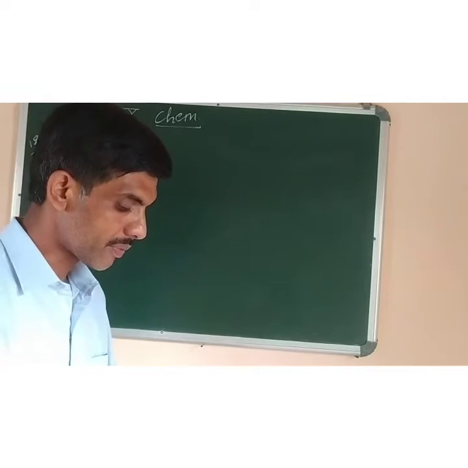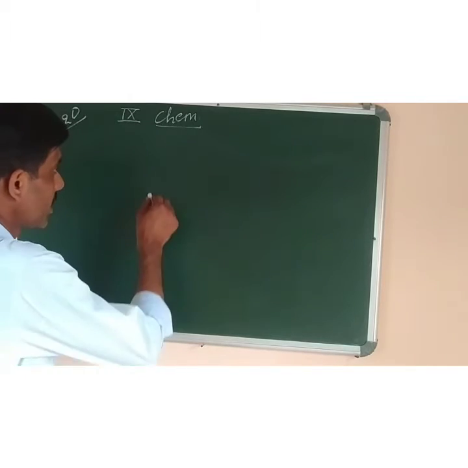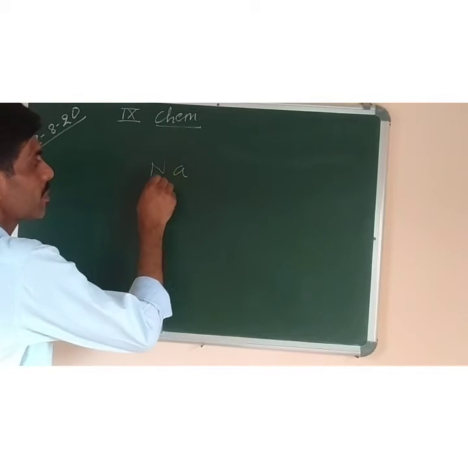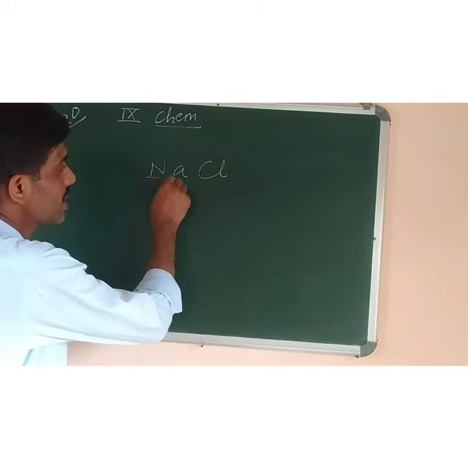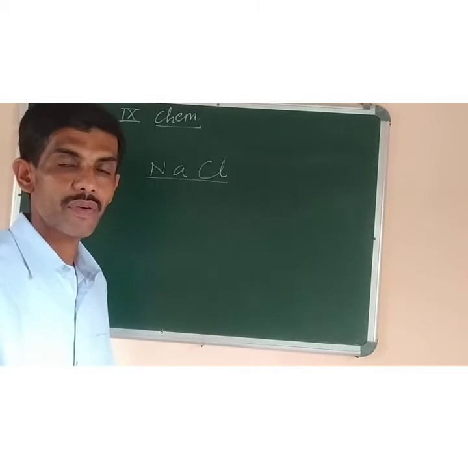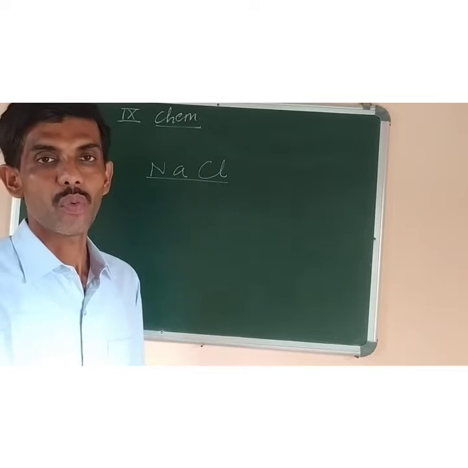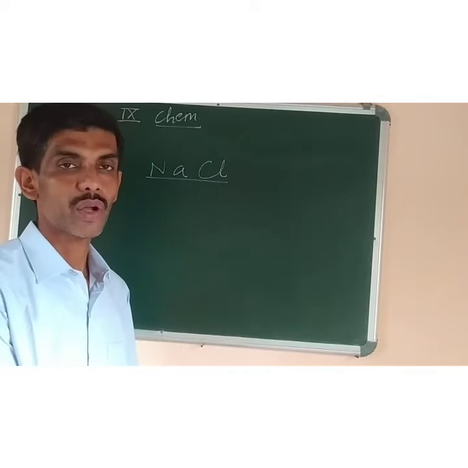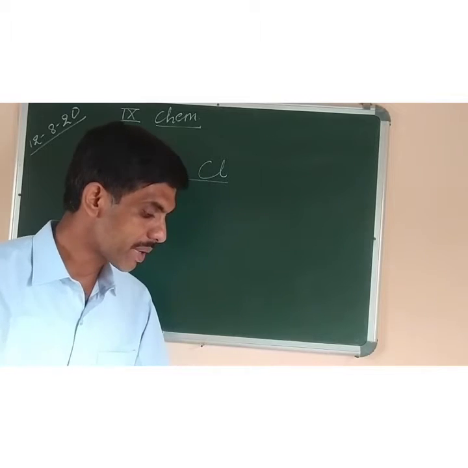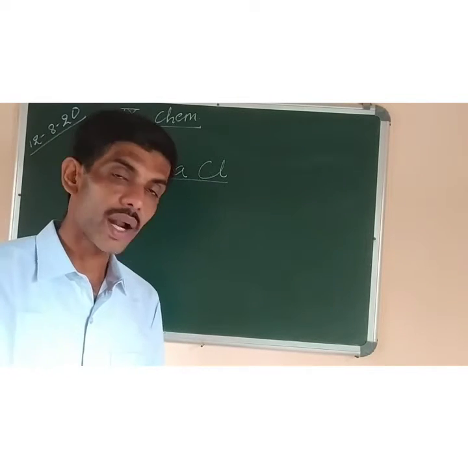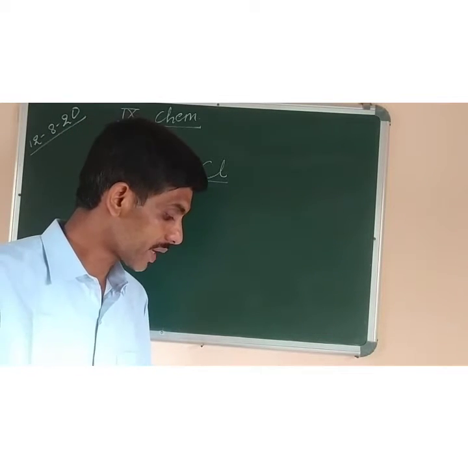Like if you have the formula of sodium chloride: Na, sodium symbol, and chlorine or chloride symbol is Cl. So NaCl is the formula for sodium chloride, which is the name of our common salt. Okay. Now how to name the acids and bases? Already you have done. What are the rules for writing a chemical equation?